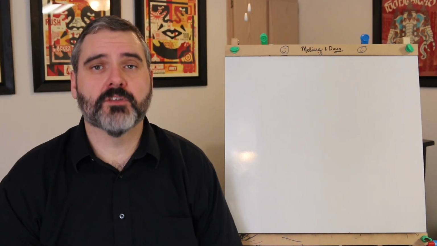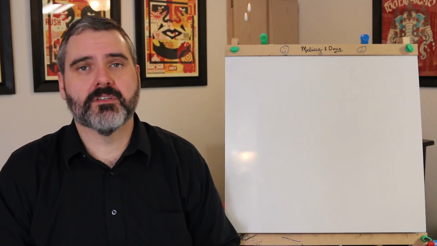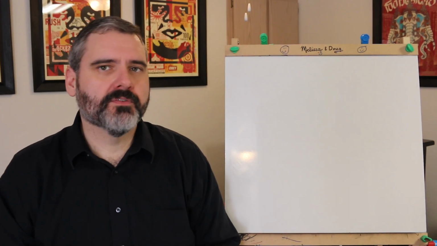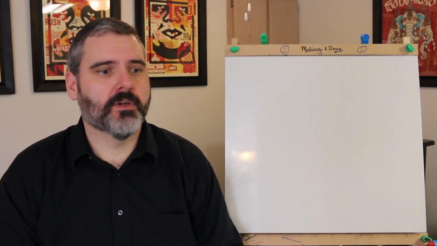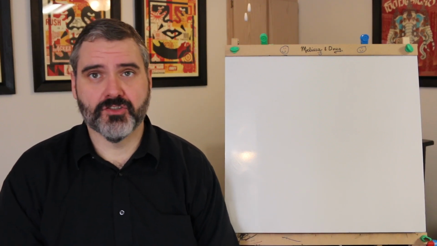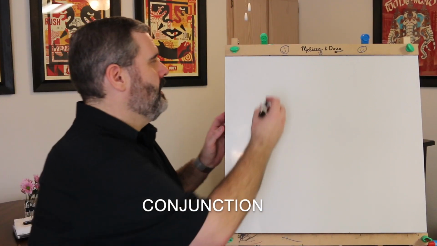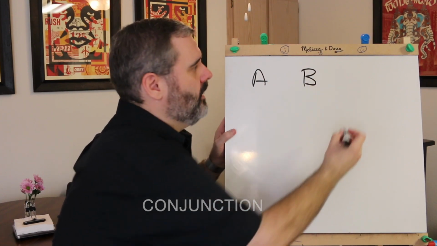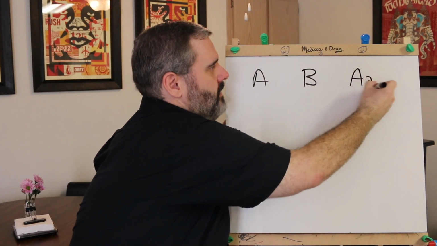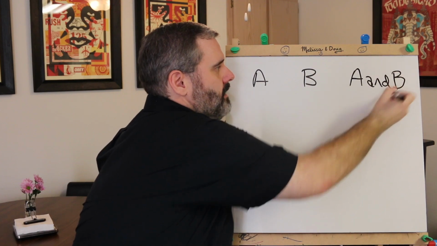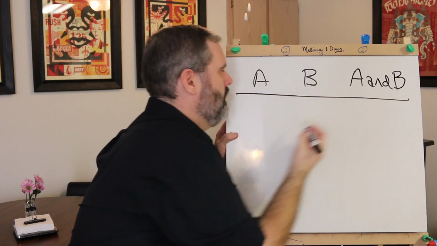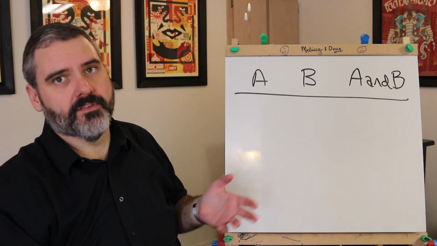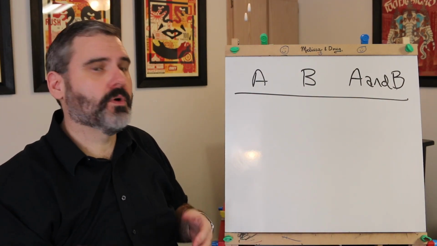So now that we have statements, we may want to combine those statements together to make a more complex compound statement. There's a couple different ways of doing that. The two most common are called conjunction and disjunction. So conjunction is if I have a statement A and I have a statement B, I could talk about the compound statement A and B. So A can either have a value of true or false. B could either have a value of true or false, which gives us four different possibilities.